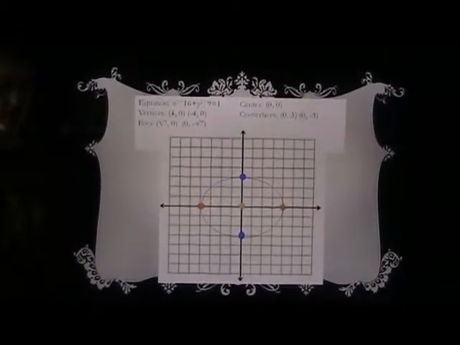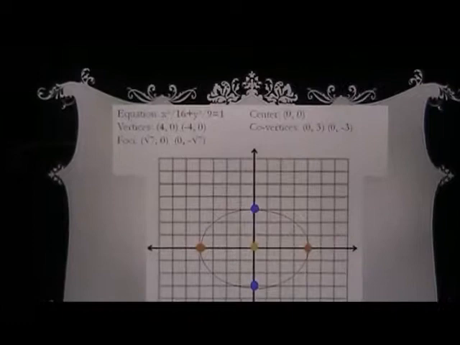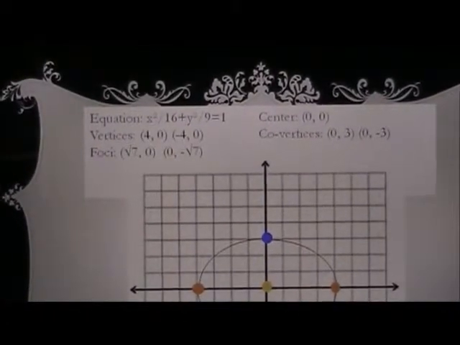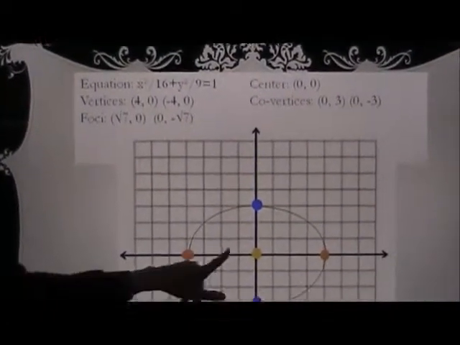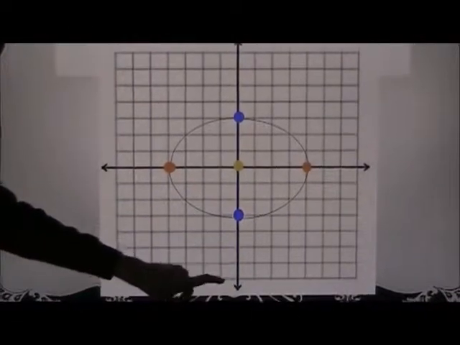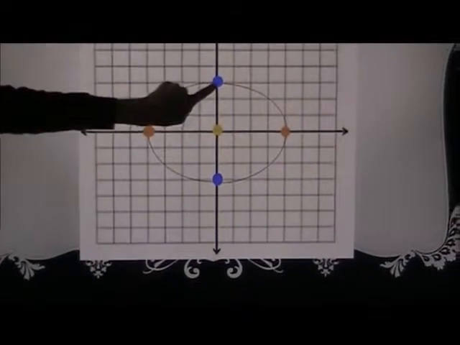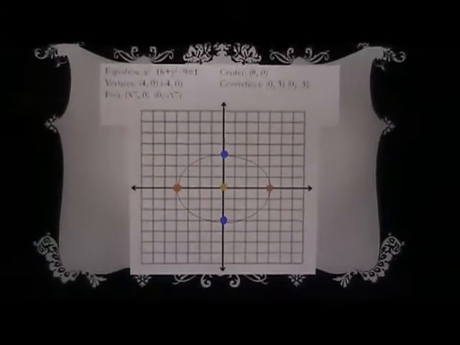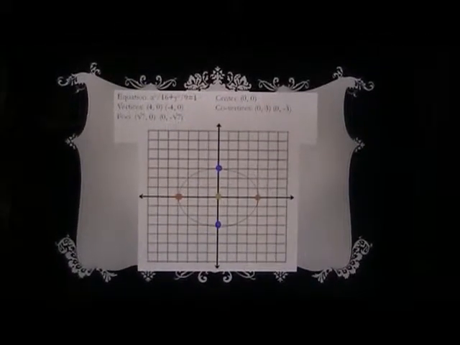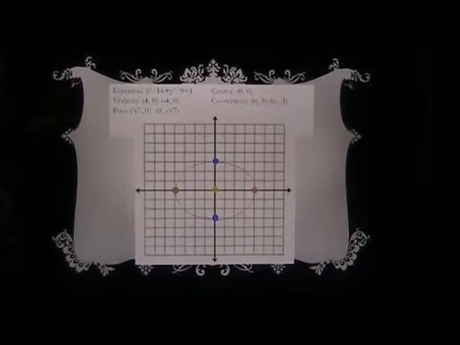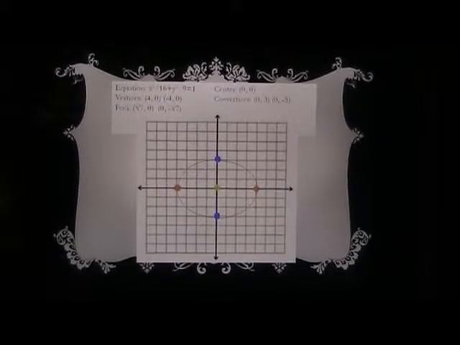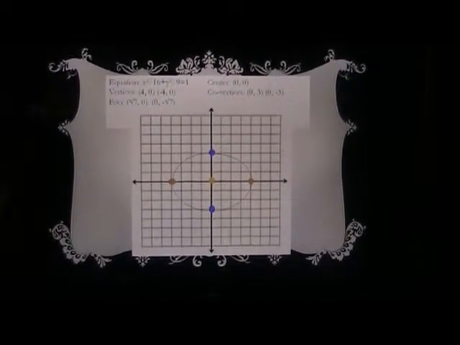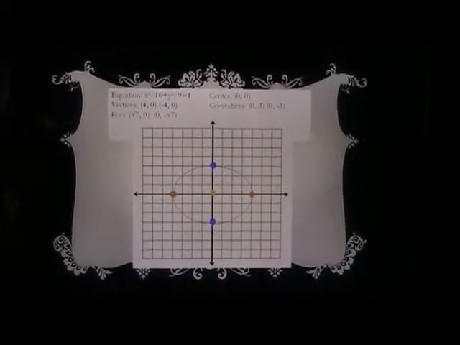The equation of this ellipse is x squared over 16 plus y squared over 9 equals 1. We know this because a squared equals 16, because the vertices are 4 units away from the center. The b squared term is 9, because the co-vertices are 3 units away from the center. The foci are located at the square root of 7, 0 and the negative square root of 7, 0. We know this because 16 minus 9 equals c squared, so c equals the square root of 7.